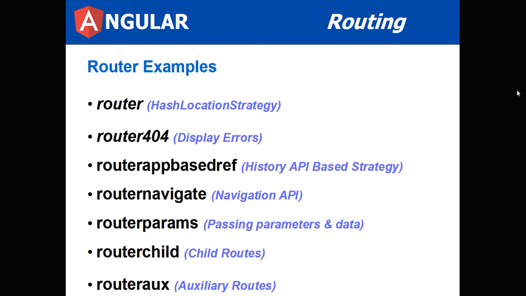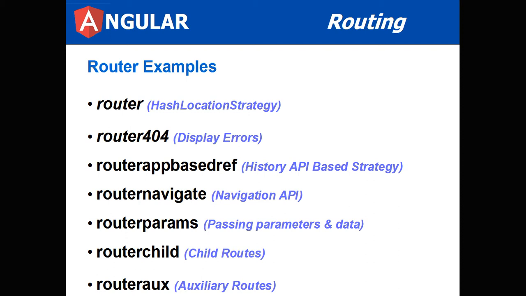We previously discussed the architectural aspects of Angular 4 routing, and in this lecture we're going to go through some router examples, showing you several different programs. One of them is going to be a router which uses the hash location strategy. The next one is going to be a router which displays errors and also warns the user when the user navigates away from, let's say, a form which might not be saved, etc.